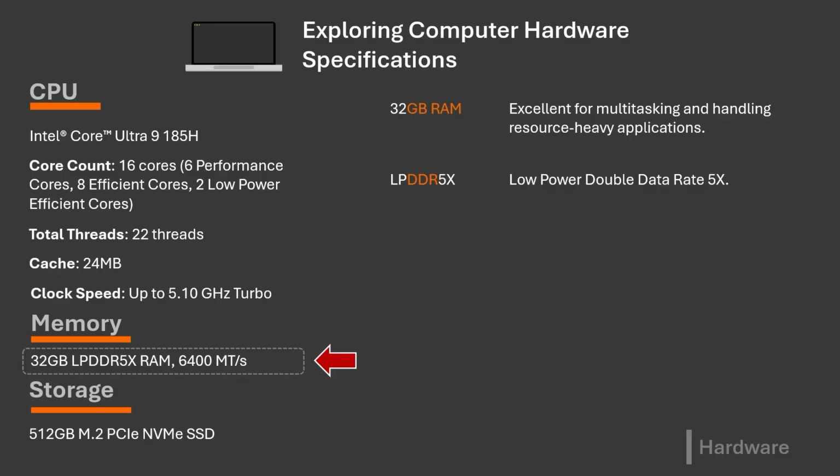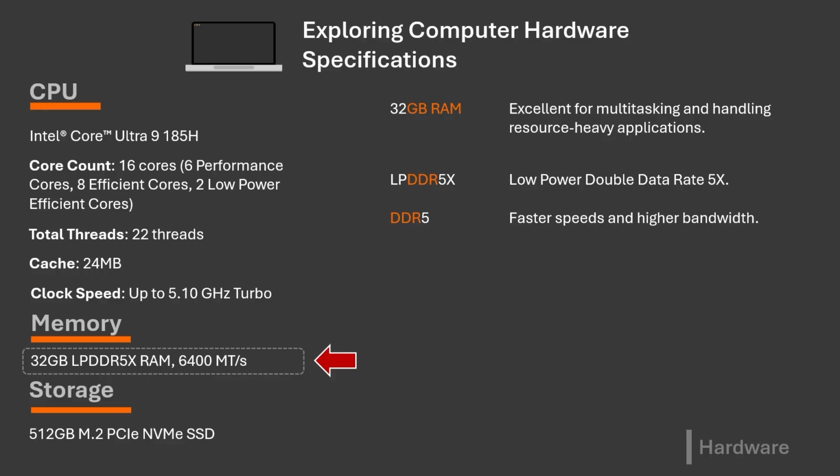LPDDR5X stands for Low Power Double Data Rate 5X. This is an advanced type of RAM that is more energy efficient, making it ideal for laptops that need to conserve battery while maintaining high performance. The 5 in DDR5 refers to the generation of the RAM. DDR5 provides significantly faster speeds and higher bandwidth compared to previous generations, improving overall performance.